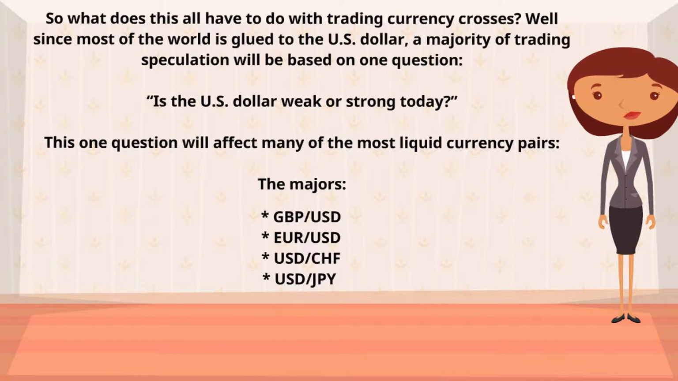So what does this all have to do with trading currency crosses? Well, since most of the world is glued to the US dollar, a majority of trading speculation will be based on one question. Is the US dollar weak or strong today? This one question will affect many of the most liquid currency pairs. The majors. Pound sterling to US dollar. Euro to US dollar. US dollar to Swiss franc. US dollar to Japanese yen.